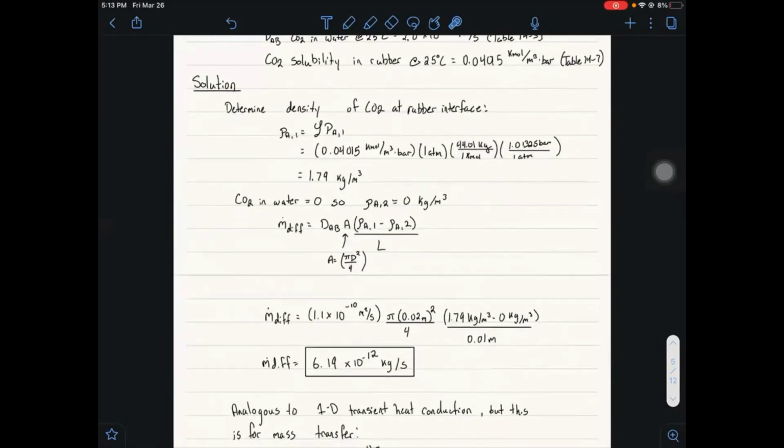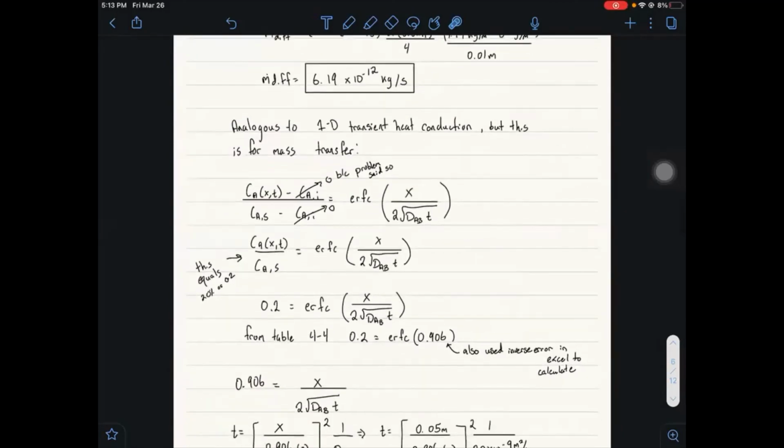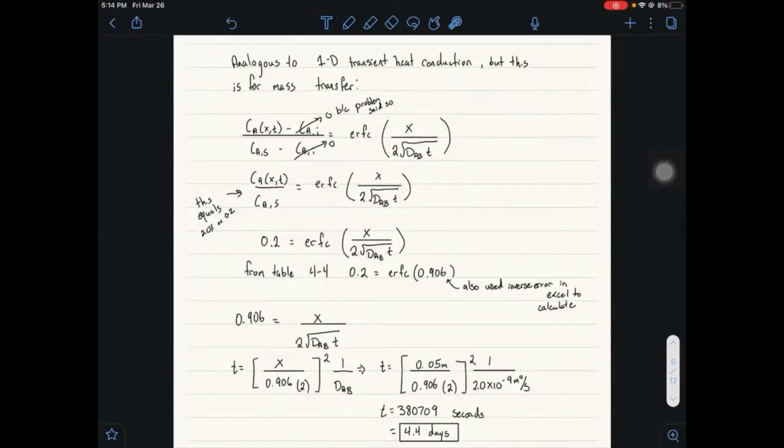For the first part, all you have to do is determine the density, and then you can figure out the mass diffusion using another form of Fick's law. Once you plug values in with the appropriate area, you get the mass diffusion there. For the second part, it's analogous to 1D transient heat conduction, but for mass transfer. So you use this equation here.